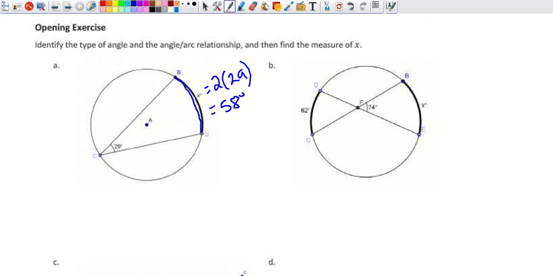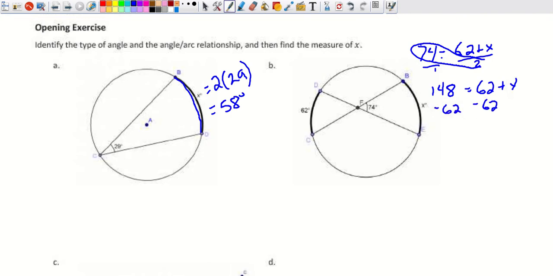All right, the second one, we have angles intersecting inside the circle. Remember, that means they're the average of the 2 intercepted arcs. So 74 is going to equal the average of 62 plus x. So multiply both sides by 2 to get 148 is equal to 62 plus x, and then just subtract the 62. So that's 86, and there's the measure of x.